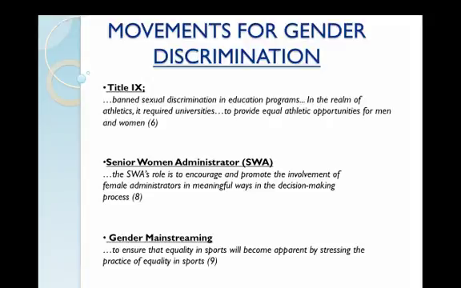And another idea that was promoted to help improve gender discrimination issues was gender mainstreaming, and this occurred over in Europe. The idea of this was to take the emphasis off of individual characteristics and focus more on the systems and requirements of the organization as a whole.